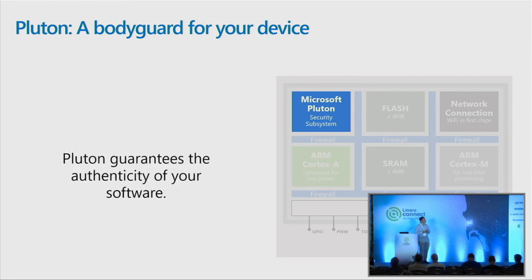So Pluton really guarantees authenticity of your software. We're using ECDSA for secure boot. We're guaranteeing that the software is genuine. Unlike other platforms, there's no third-party signing. A common strategy is to have different producers of different software components that coalesce to put together an operating system, each signing their own component, and those signatures are verified independently with different keys or different chains of trust. Microsoft signs everything. We sign every piece of software on the device. If it isn't signed by Microsoft, it doesn't run.